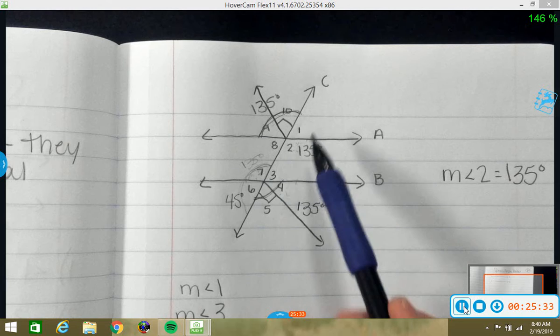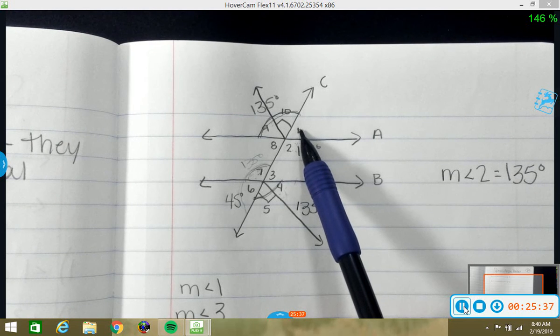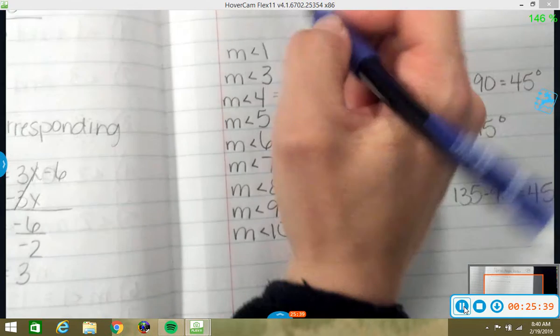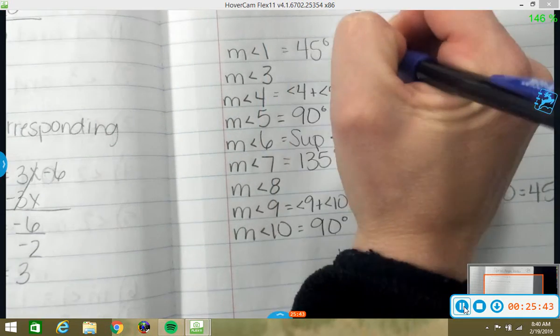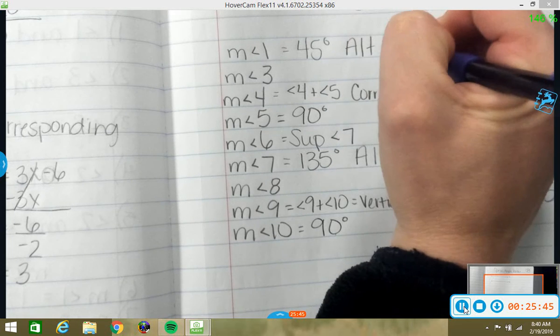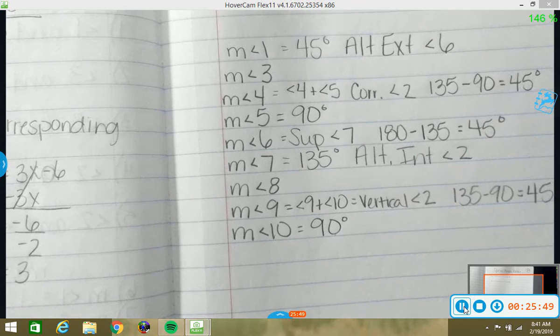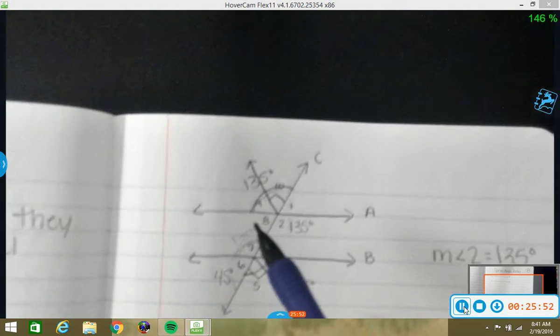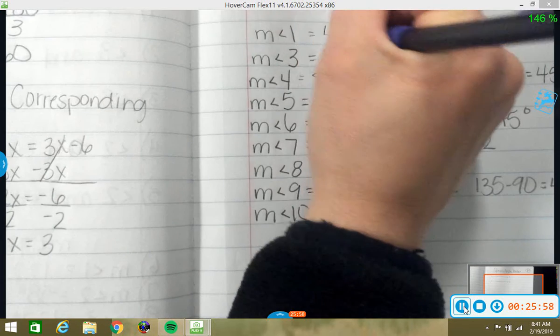Angle 1 is alternate exterior. Angle 1 is alternate exterior to what? 6. So angle 1, we're saying it's 45 degrees, and we're saying it's alternate exterior to angle 6. All right? 3 is vertical to angle 6. We're saying that 3 is vertical, so it is also what?